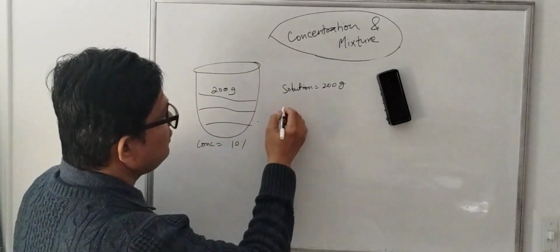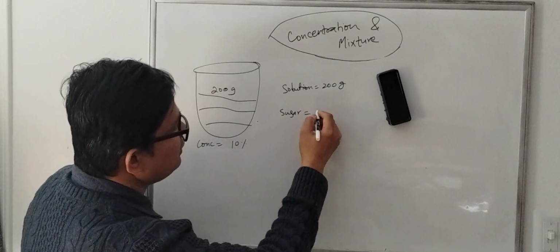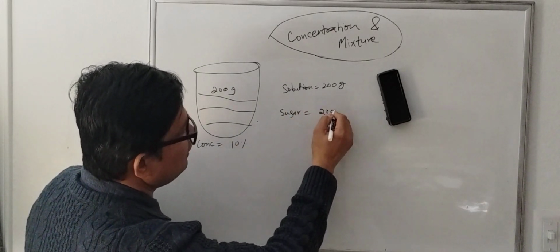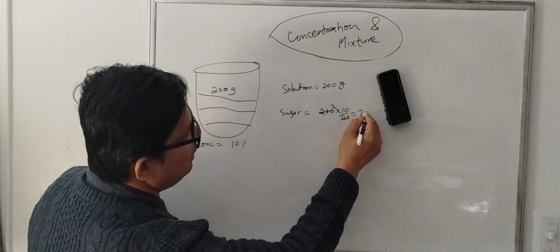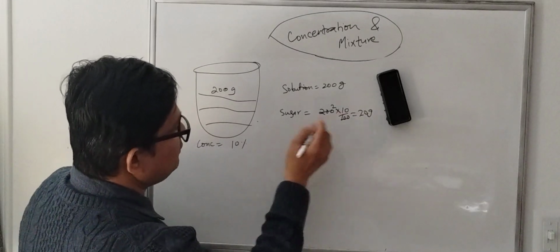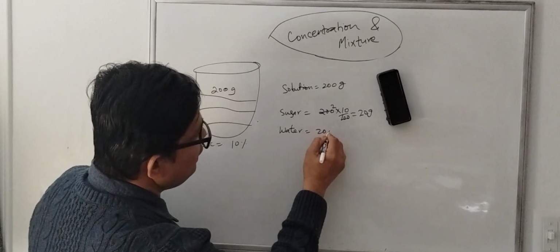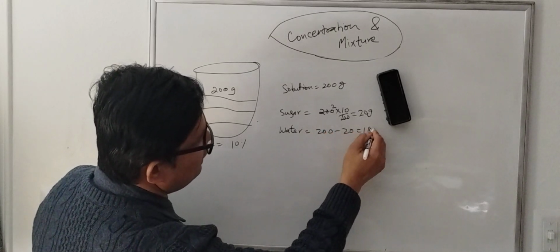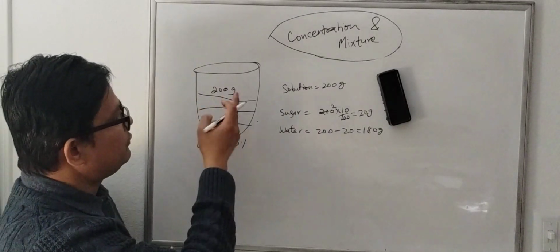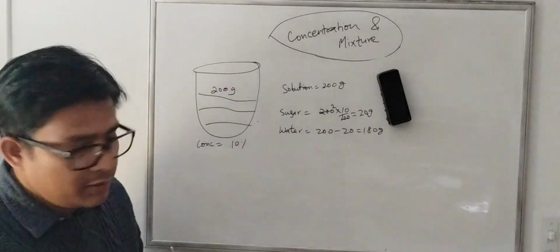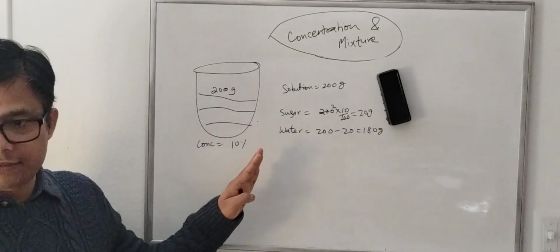Okay. So sugar will be, since 10% is concentration, that will be 200 times 10 by 100, which is 20 gram. Okay. If 20 gram is sugar, how much water? Water will be 200 minus 20, so simple, which is 180 gram. So in this solution of 200 gram, you have sugar 20 gram and water 180 gram. Okay, this is the initial mixture.